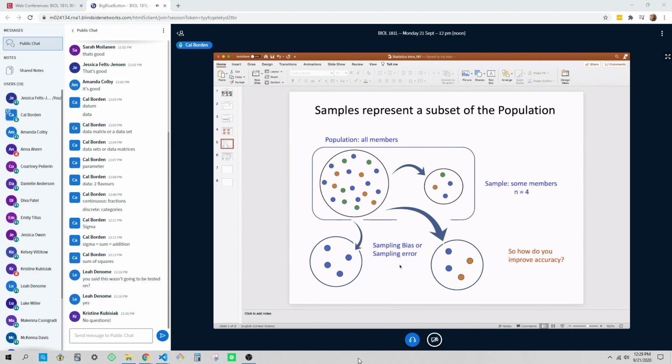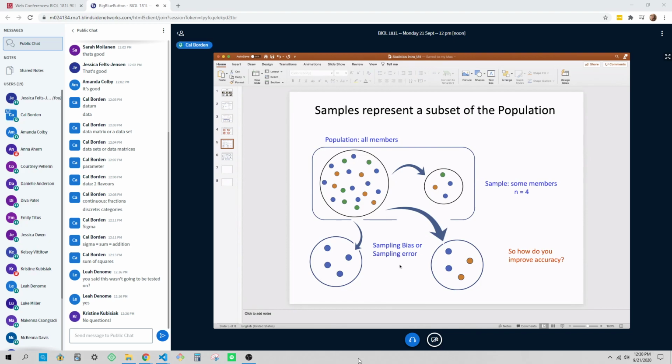Sampling error means that you were out in the field, you collected a sample, and the error in the sample is not the error because of you. The error in the sample just happens to be the representation of the members that you collected as your sample. Does that make sense? So I don't want you to walk away thinking sampling error, oh, I made a mistake.